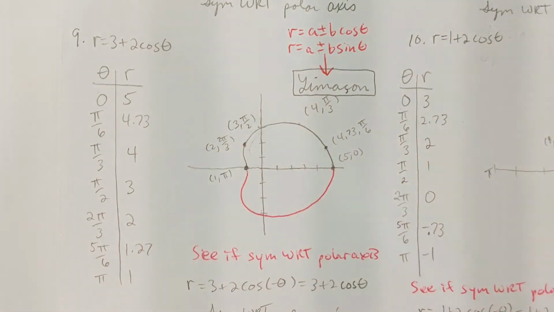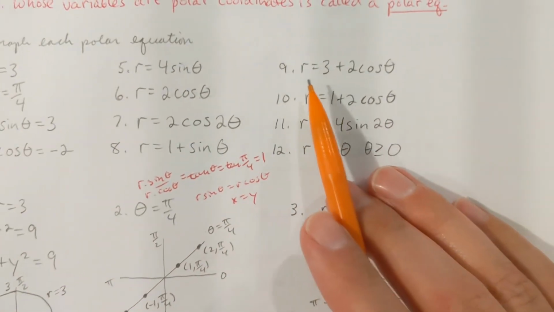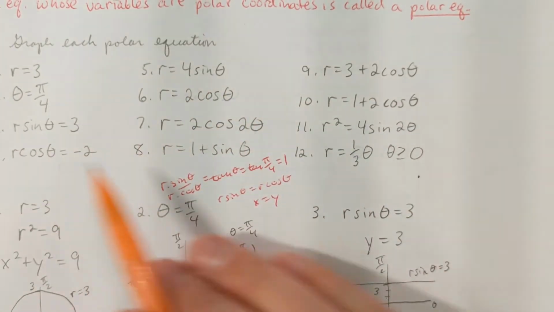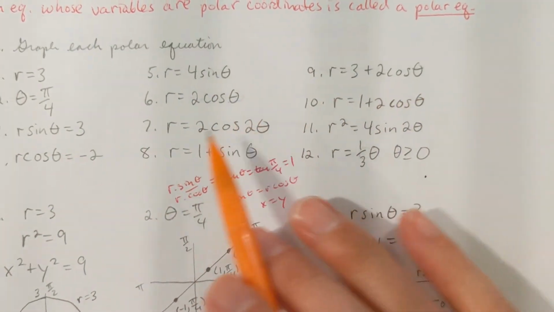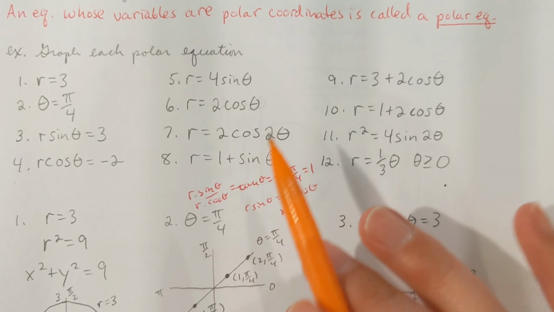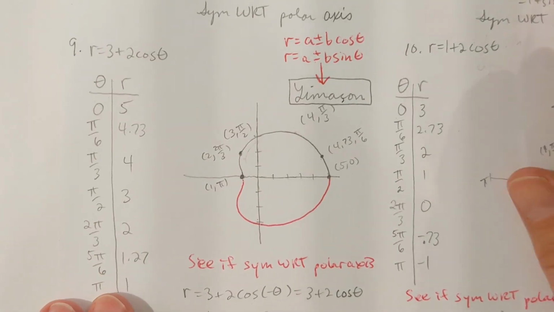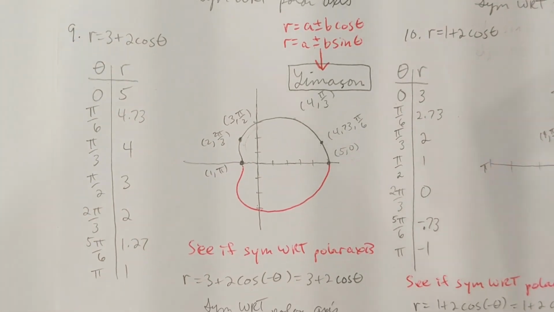So here's another one, problem 9 on that sheet. We want to graph r equals 3 plus 2 cosine theta. Now it might seem, by the way, like I've got maybe some minimal changes here. Just the slightest little change in polar coordinate form can drastically affect the graph. Okay, so let's take a look at this next one.